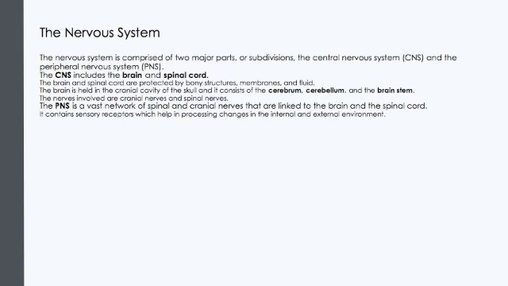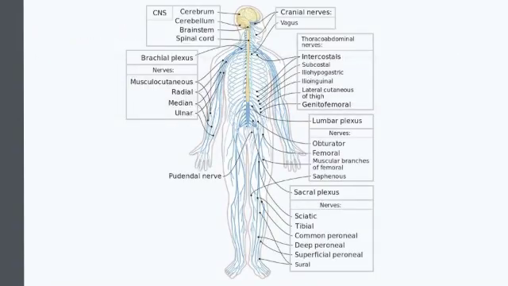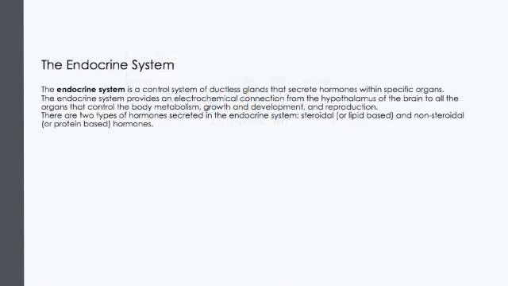So to summarize, you've got sensory neurons, interneurons, and motor neurons, and those are the three types of neurons in your nervous system. And in this next slide, we see a pictorial representation of both the central nervous system and the peripheral nervous system. Moving on, the human endocrine system consists of about a dozen major glands.